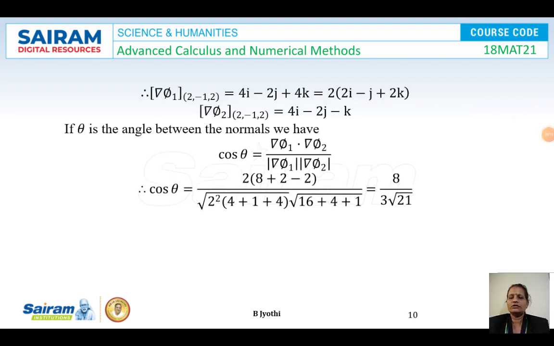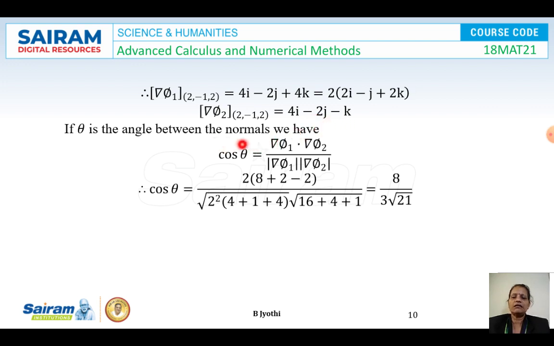Now we find del phi 1 at the given point, that is 2, minus 1, 2. When we substitute x is 2, y is minus 1 and z is 2, we get 4i minus 2j plus 4k, which by taking 2 common is 2i minus j plus 2k. Next, del phi 2 at the point we get 4i minus 2j minus k.